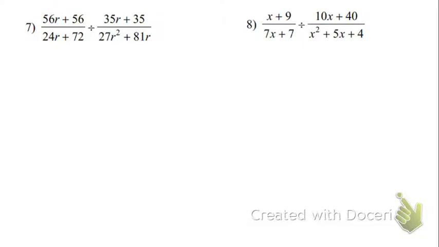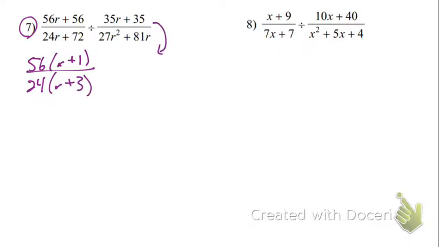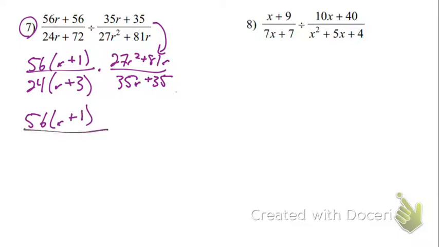I'm going to do number 7. Let's tackle this one. So 56, r plus 1. And 24 can be taken out. You're left with r plus 3. Now, this one I'm going to go ahead and flip. That's all I'm going to do to it. So the 27r squared plus 81r, sorry, goes on top now. And the 35r plus 35 goes on bottom. So I'm going to rewrite my 56 parentheses r plus 1 and my 24 parentheses r plus 3.